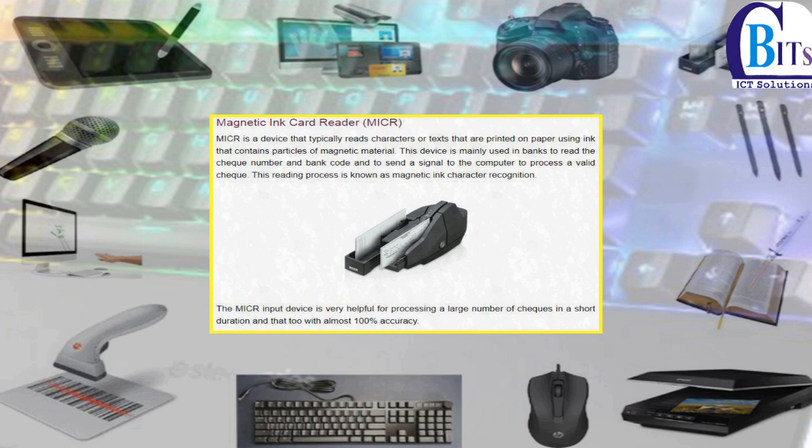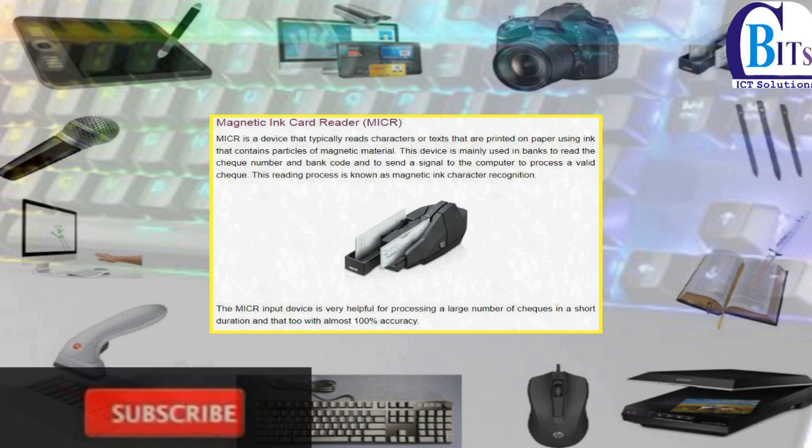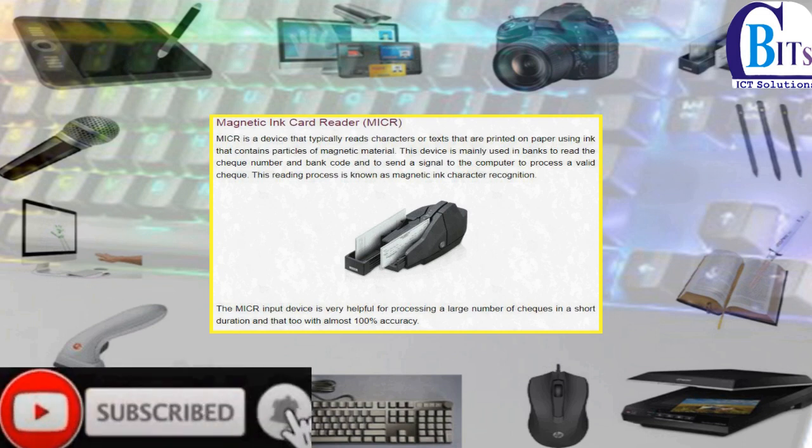Magnetic ink card reader is a device that typically reads characters or text that are printed on paper using ink that contains particles of magnetic material. This device is mainly used in banks to read the check numbers and bank code and to send a signal to the computer to process a valid check. This reading process is known as magnetic ink character recognition.